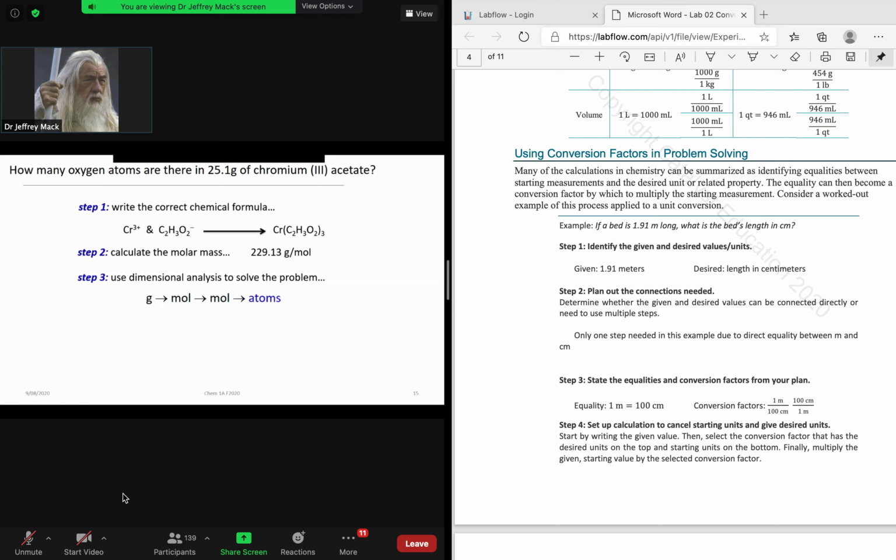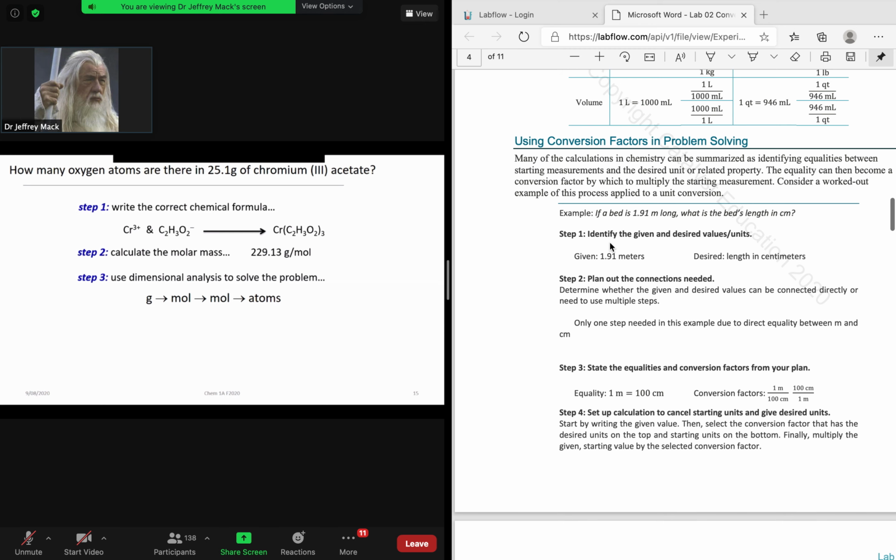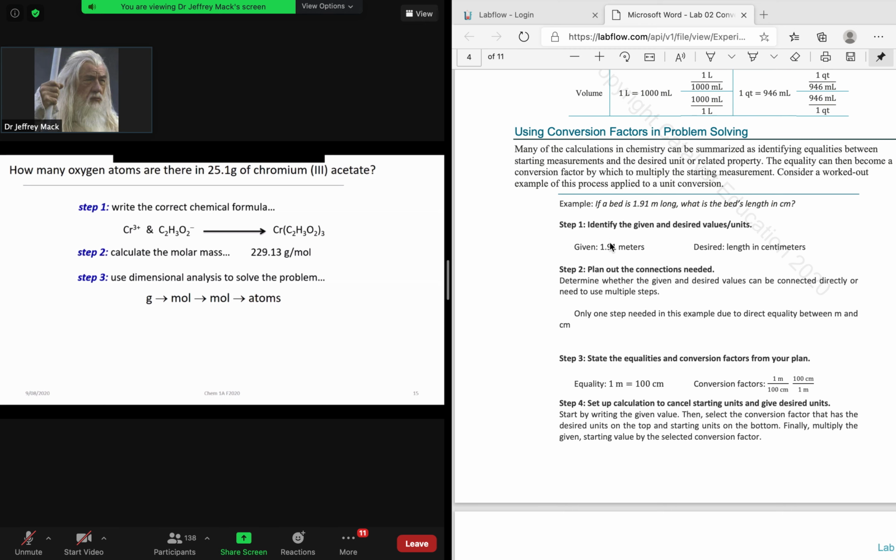So I'll start with the grams of chromium-3 acetate and convert it into moles of chromium-3 acetate. Then using the mole ratio from the formula, I'll find moles of oxygen. And then using Avogadro's number, I go from moles to numbers of atoms, right? So these are little things you need to know how to do. If I say grams to moles, what comes to mind is molar mass. If I say moles to moles, what comes to mind is a mole ratio from a chemical formula. If I say moles to atoms, what comes to mind is Avogadro's number. Those are the little bits that you have to be able to string together in calculations to get the problem solved.